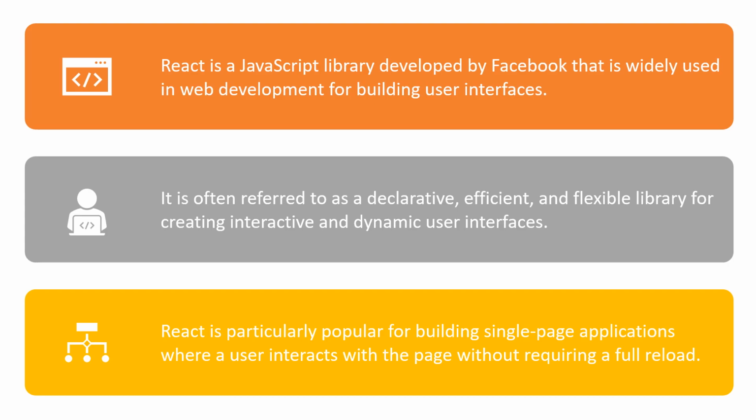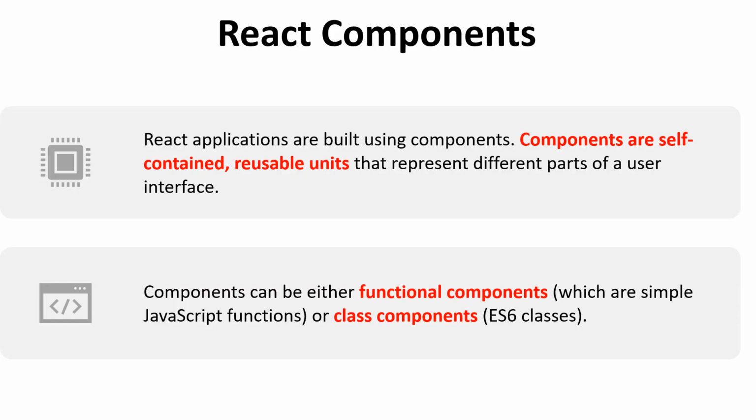So in React, we have components, and React applications are built using components. Components are nothing but self-contained reusable units that represent different parts of a user interface. That is, each component, each block, like in Amazon you have different sections. Each one is very independent of the others. It's a self-contained and reusable unit, which is quite a useful feature.